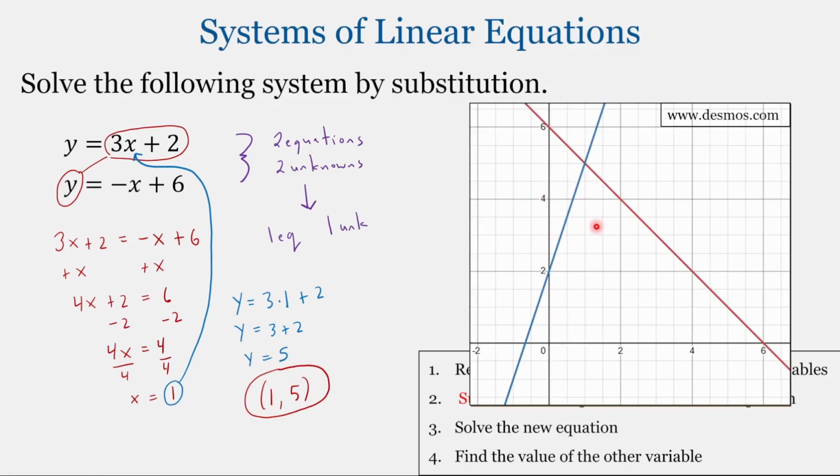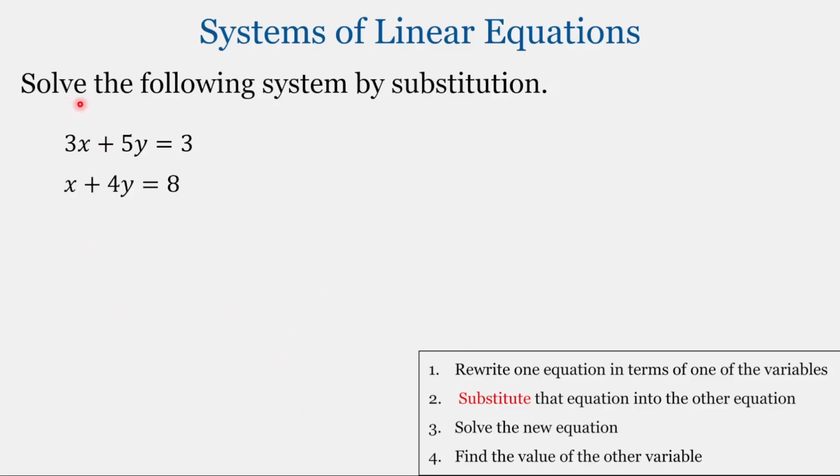With substitution, you do not need to graph the equations, but taking a look at this, we have the equation y equal to negative x plus 6, and the equation y equal to 3x plus 2, and they are intersecting, they are crossing each other at the point 1, 5. So that is the only ordered pair that these two lines have in common, and this is the solution to this system of equations. So let's try another one.